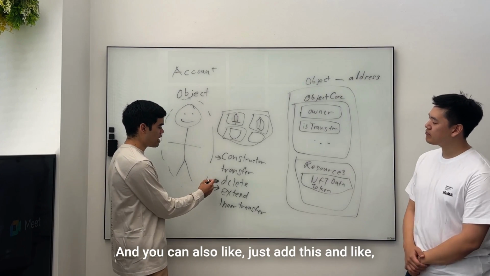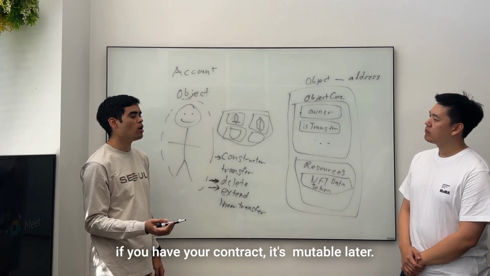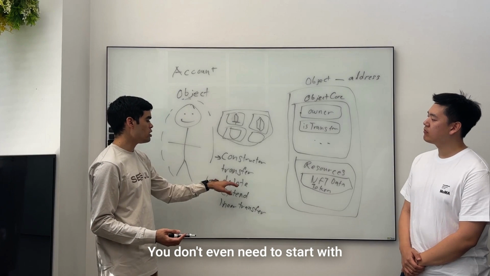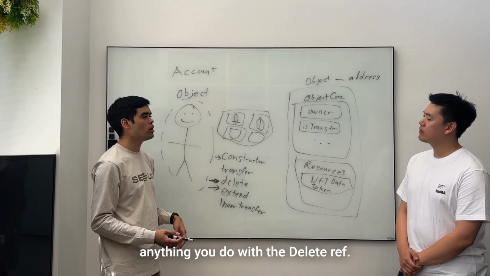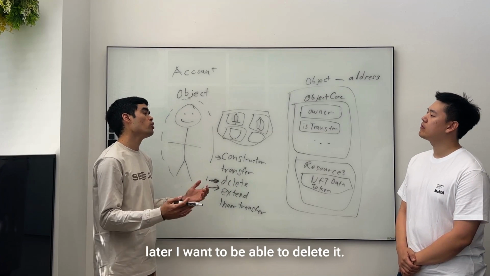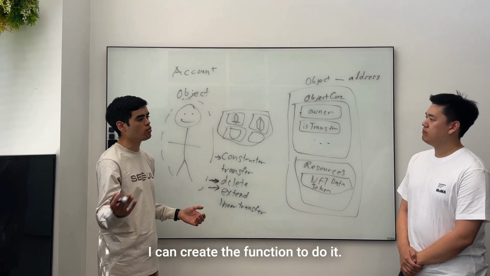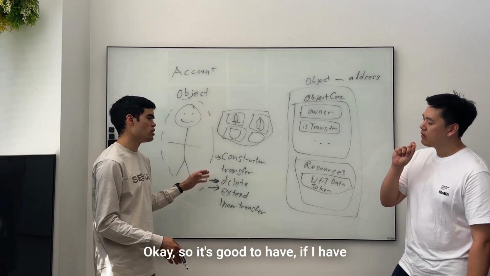And you can also just add this later, if your contract is mutable. You don't even need to start with anything you do with the delete ref. You just store it, and later, if you want to be able to delete it, I can create the function to do it. Okay. So it's good to have.